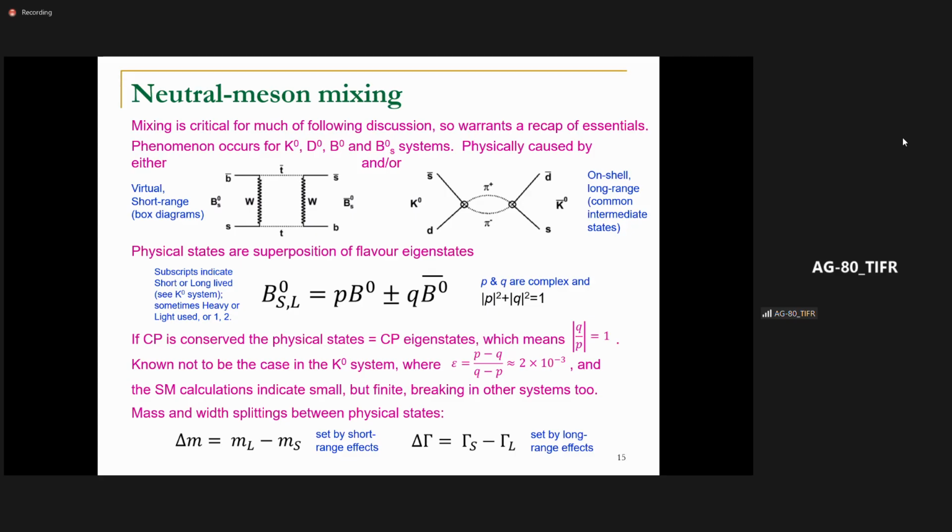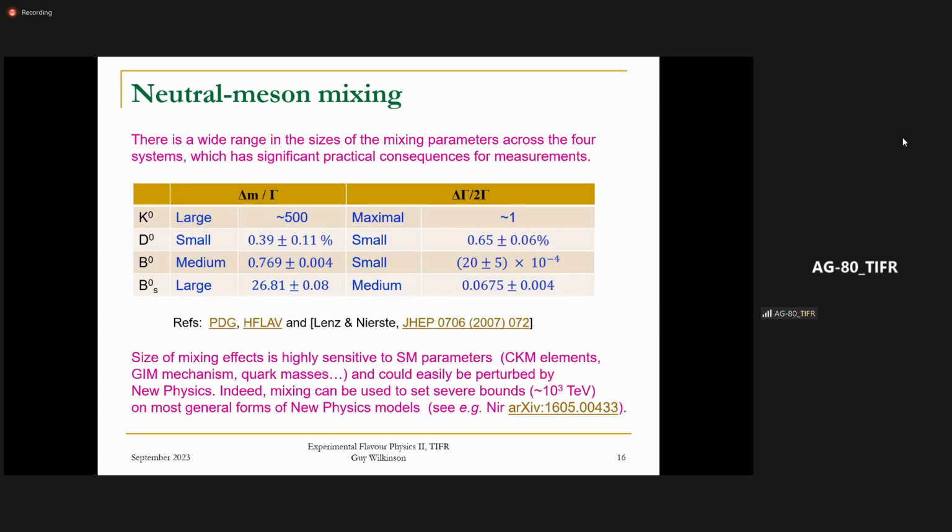Also in mixing, so this slide is trying to tell you everything you need to know about mixing, because you have these two physical states that in general have slightly different masses. So we talk about a delta M, and this is driven by short range effects. And you have a width splitting as well, delta gamma, and this is generally set by long range effects. Okay. So this mixing happens for kaons, for charm, and for the B systems.